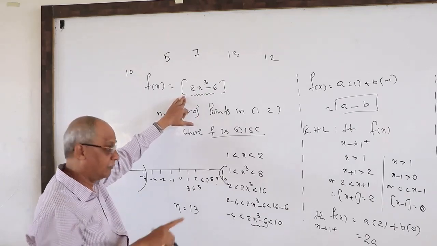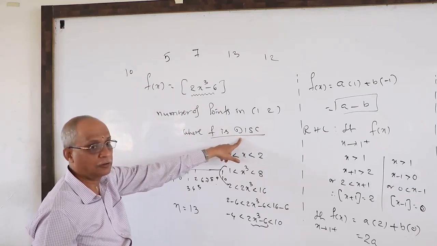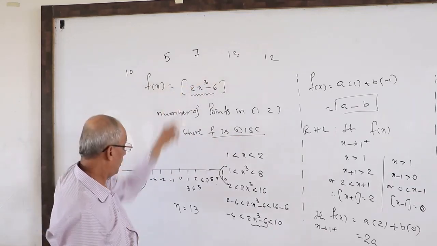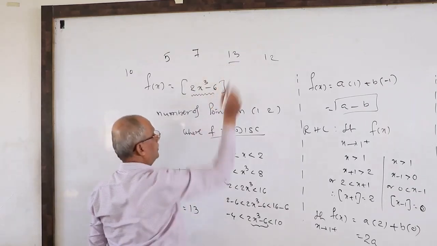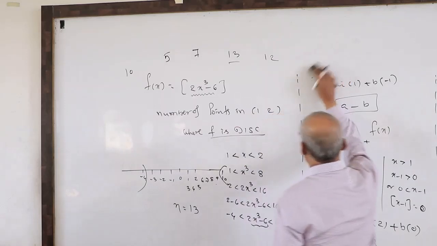At every number between them, it is continuous. Now the problem asks for the number of values of discontinuity. How many did you get? 13. Therefore, it is simple. We are not doing any long solution, we are just counting.